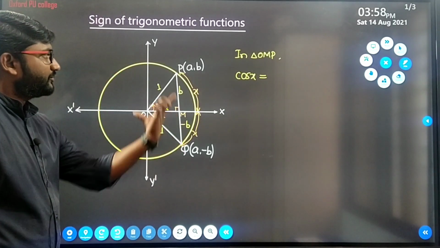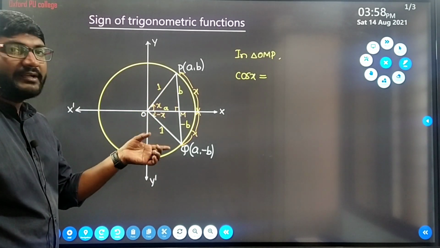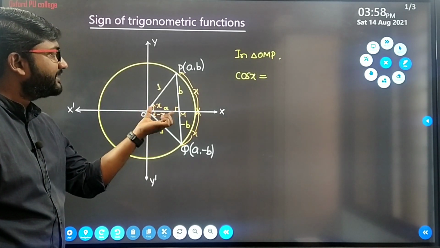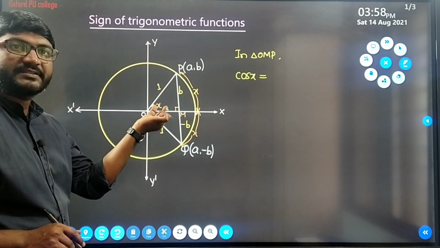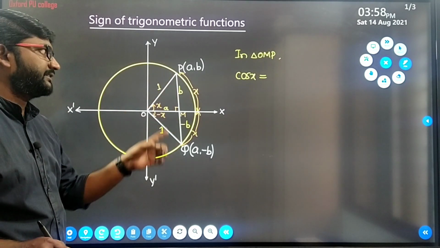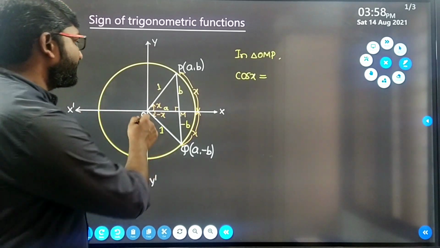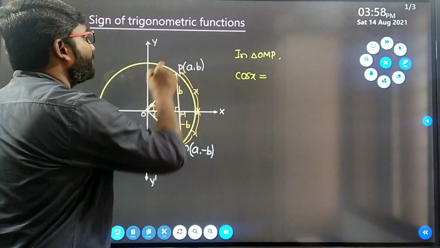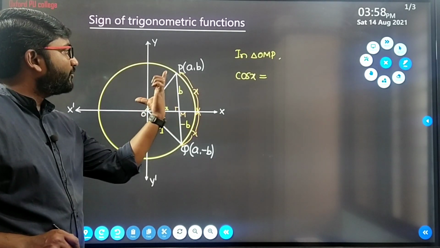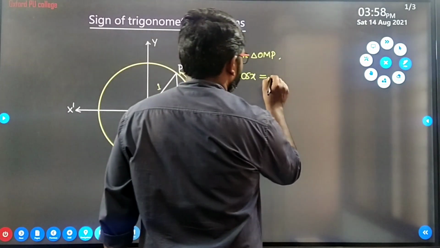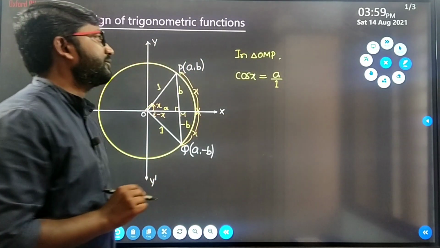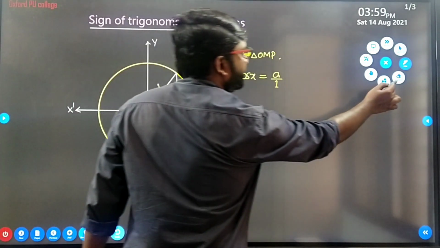So these two are the radius, that is why I have taken 1, and OM is the common side for both the triangles, and it is the x coordinate of the point, that is plus a. PM and MQ are the y coordinates. Now get the value of cos x. It is OM by OP. What is OM? It is a, and OP is 1. So it is a by 1. Cos x is equal to a by 1.